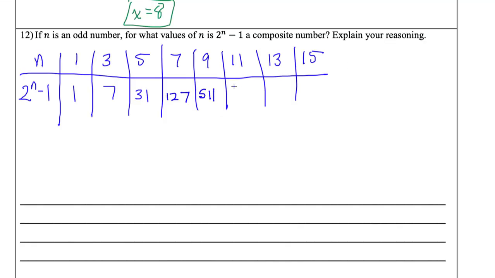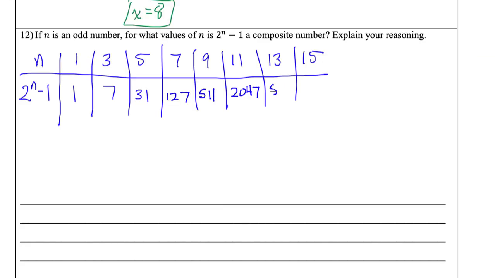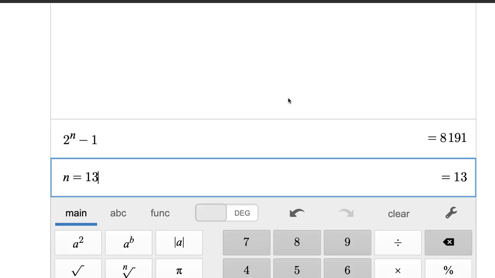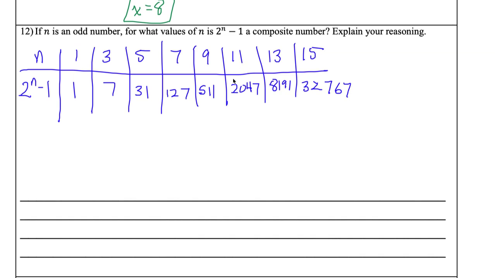11 is 2047. 13 is 8191. 15 is, oh my god, 32,767. Dyslexic moment. So it turns out, I did some math off to the side, that 511 is not a prime number.